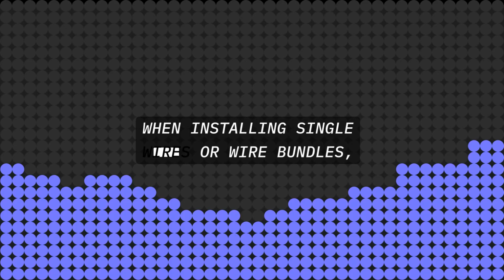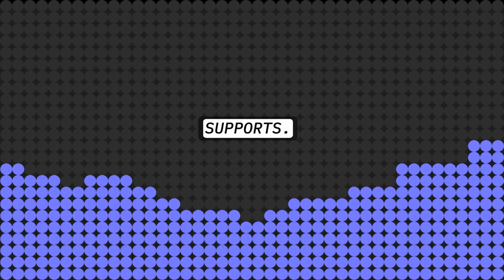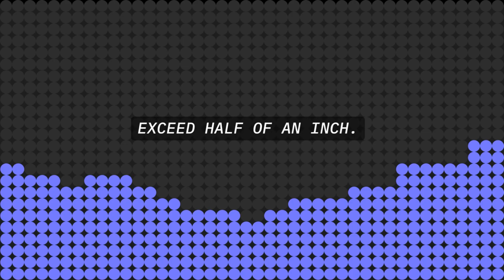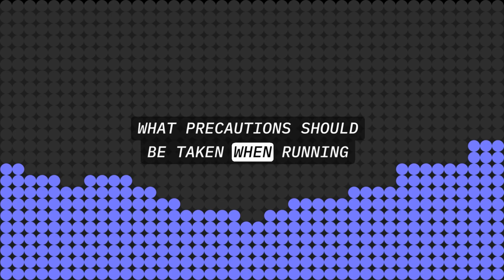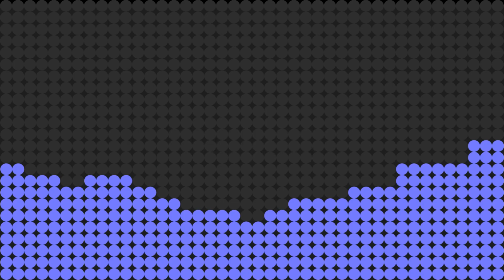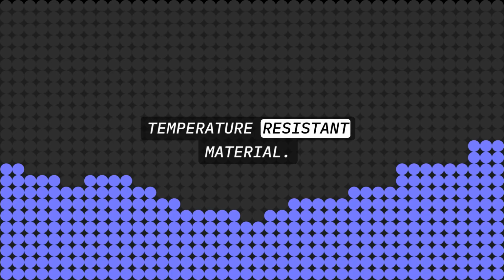When installing single wires or wire bundles, how much slack is normally allowed between supports? Slack between supports should normally not exceed ½ of an inch. What precautions should be taken when running wires close to heating ducts or exhaust stacks? The wire should be insulated with a high temperature resistant material.